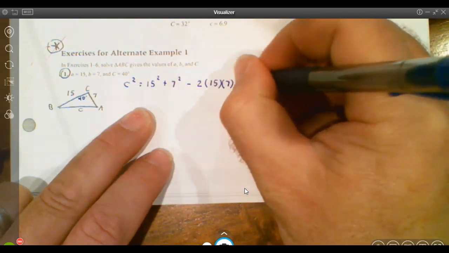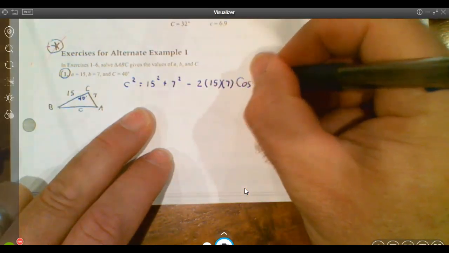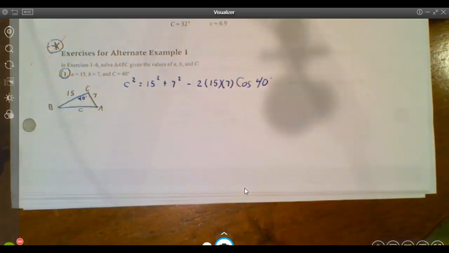And then cosine 40 degrees. So pretty straight shot into the formula. The rest is going to be calculator. Let's type that in real quick.